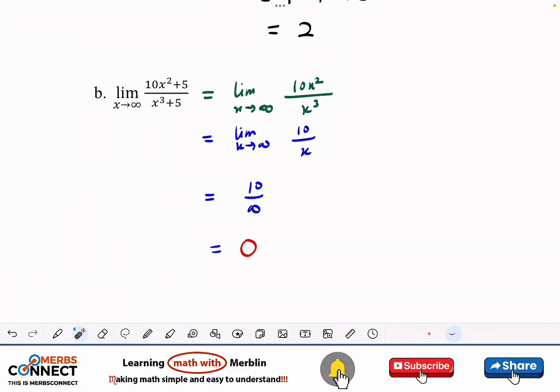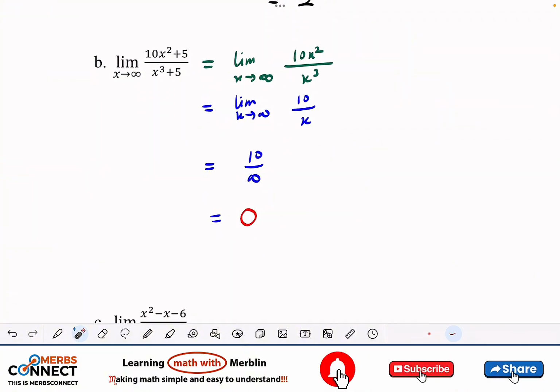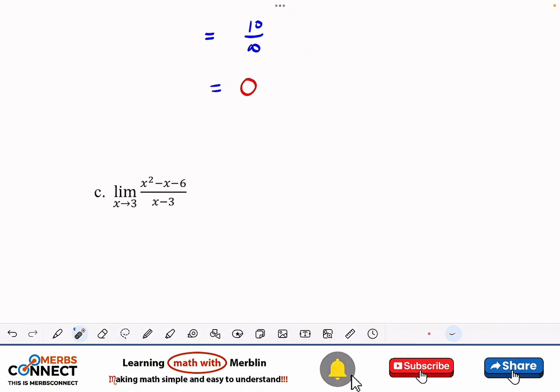So if you remember, if we are thinking about horizontal asymptote, we said whenever the degree of the numerator is less than the degree of the denominator, then the horizontal asymptote is 0, which is showing right here. Good. So that is the idea with this. Anytime you see x is approaching infinity, think about the horizontal asymptote.